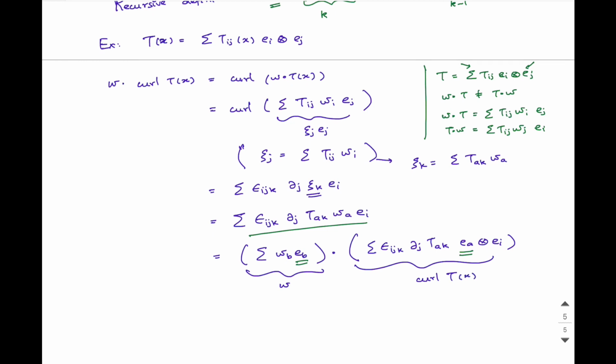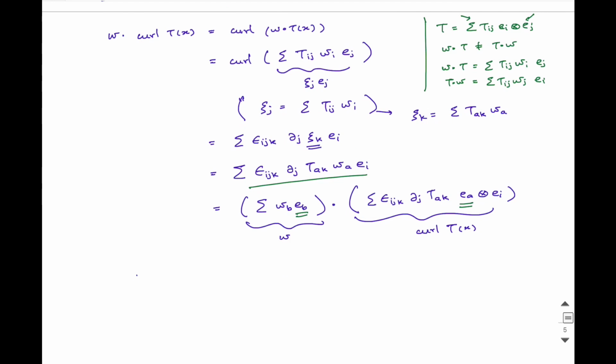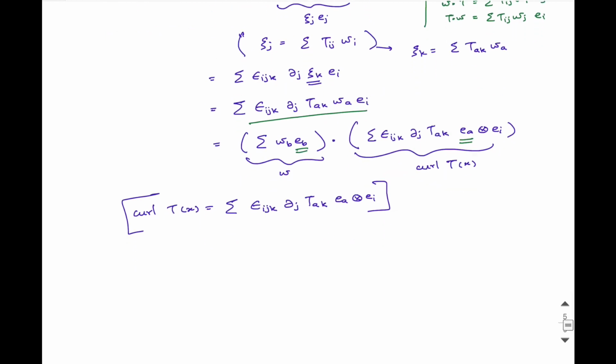Okay, so this tells you immediately that the curl of T at the point x is nothing but the summation of epsilon_ijk ∂_j T_ak e_a tensor product e_i. Okay, so now you can work out a similar expression for the curl of higher order tensor fields. The expressions become cumbersome, so I'm not going to bother doing that in general.